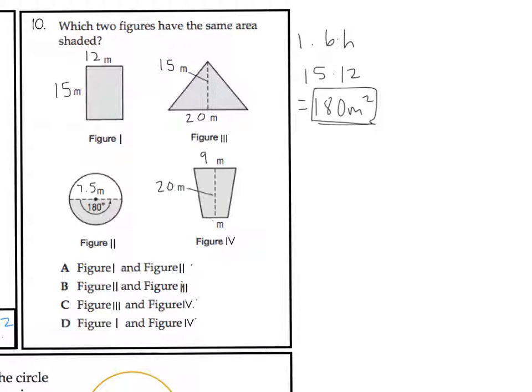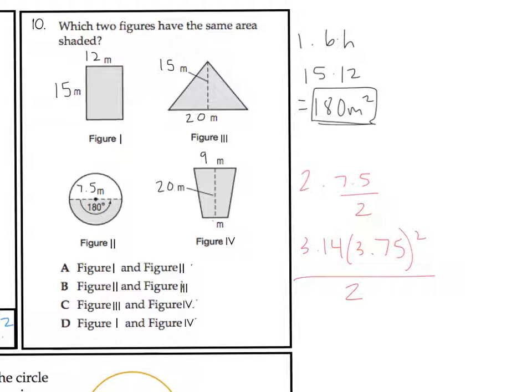Okay, so now let's figure out figure 2. So figure 2, and I'll put that right below. So figure 2 is actually a half circle that I want to figure out the area for. I know that 7.5 is the diameter, so I need to figure out the radius of that and take 7.5 divided by 2, and I get 3.75. So I'll take 3.14 times 3.75 squared, and then I know I'll have to divide by 2.